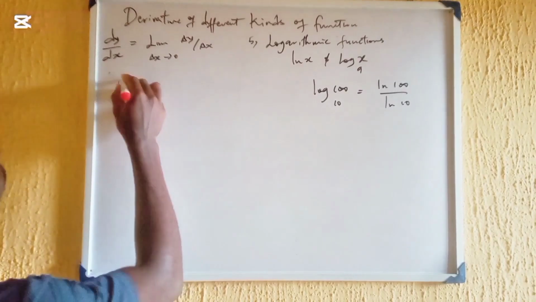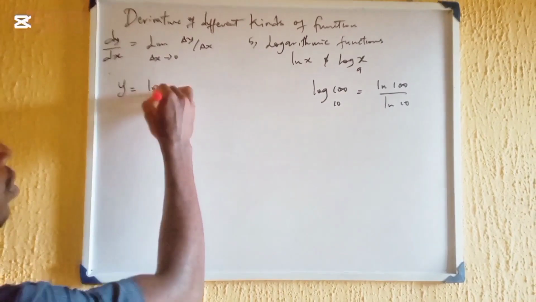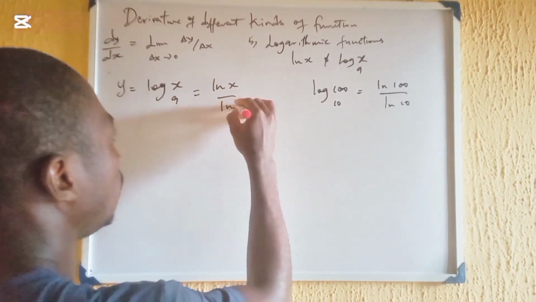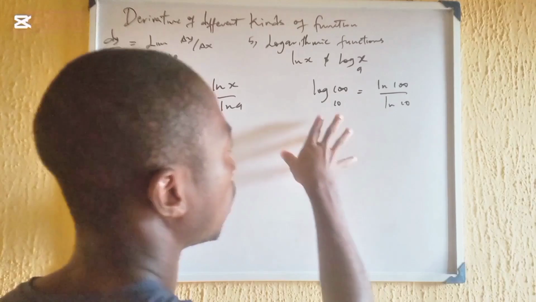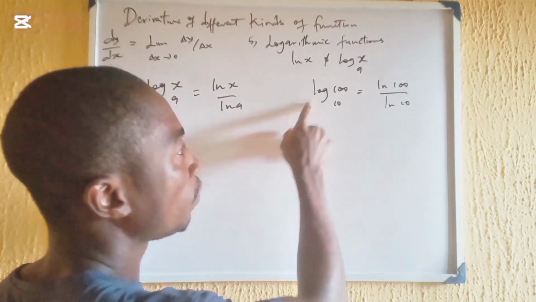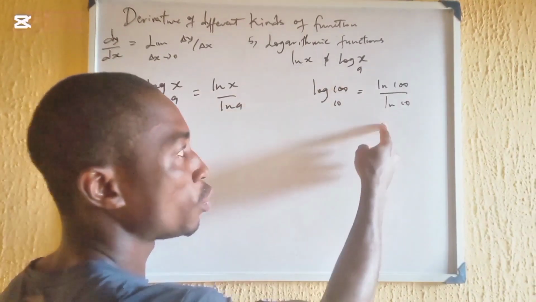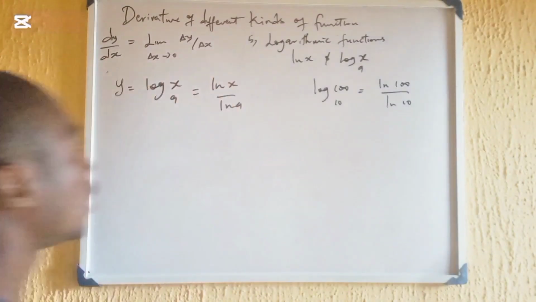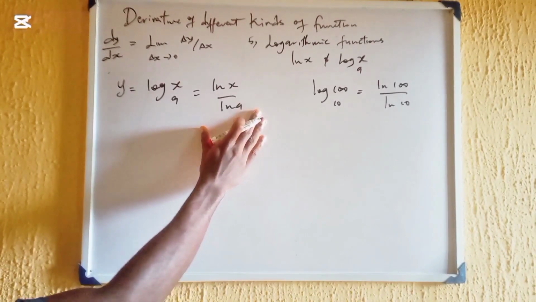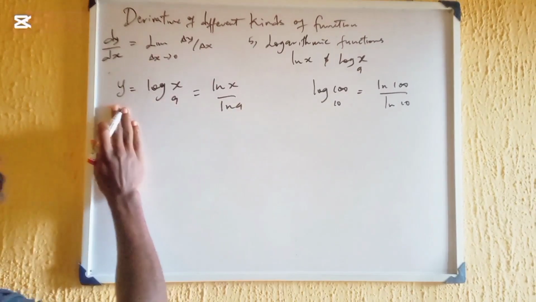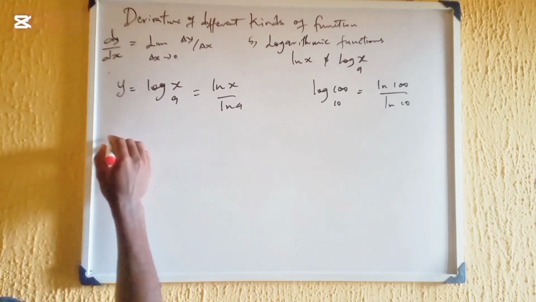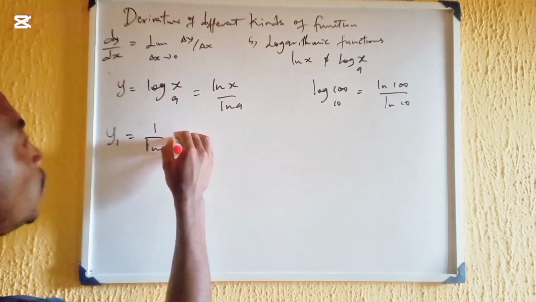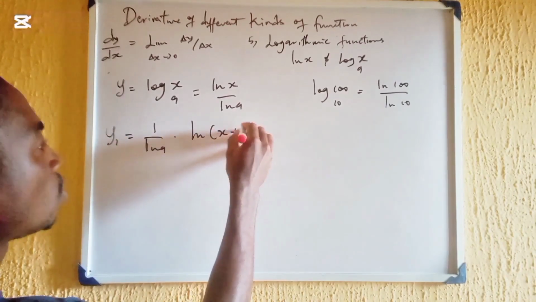We have that y is equal to log x base a, which is the same thing as ln x over ln a. You can use your calculator to confirm it. We have log 100 base 10, the same thing as ln 100 over ln 10. Whatever number you put here or here, try it, you get the same answer. So using this relationship, we'll be able to get the derivative for y equal to log x base a. So in that case, we'll be having that y1 is equal to 1/ln a into ln(x + change in x).